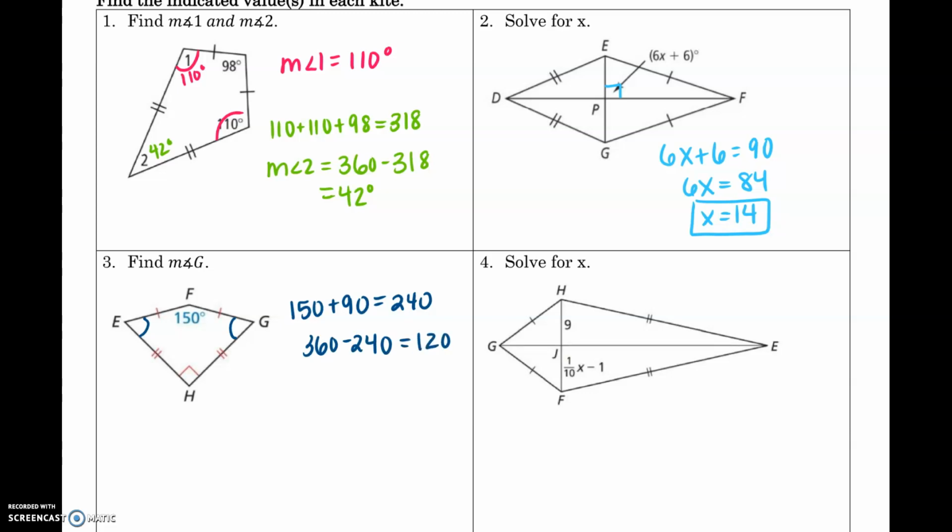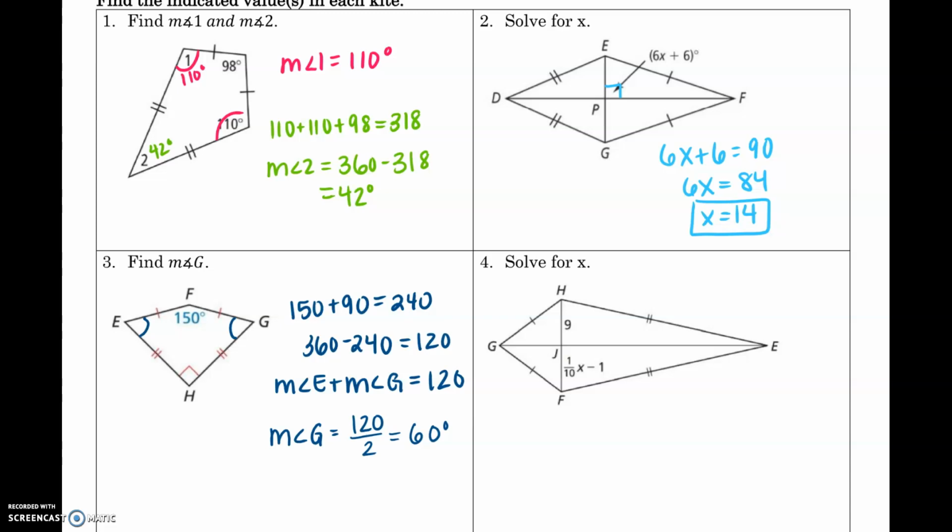So now we know that the measure of angle E plus the measure of angle G must be equal to 120 degrees. To find just one of them, in this case, we want to find the measure of angle G. Because those two angles are congruent, we're going to take 120 and divide by 2, and we get 60 degrees. So the measure of angle G is 60 degrees, and the measure of angle E would also be 60 degrees.